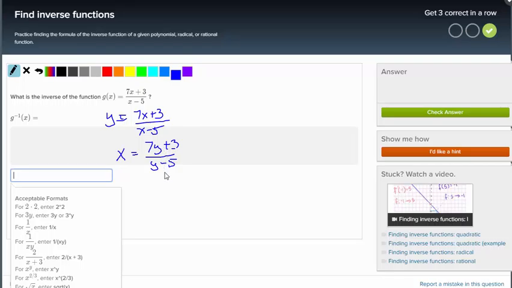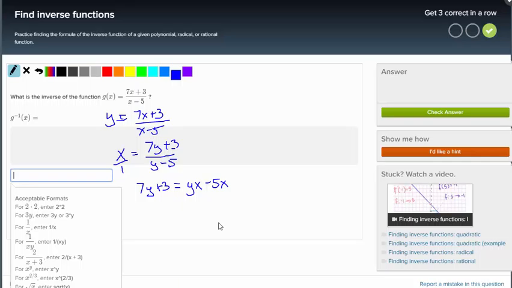Because I have a y on top and y on bottom, what I'm going to do is basically turn this thing into a fraction and then cross multiply. Because remember, the goal is to get y by itself. So when I cross multiply this way, that's pretty easy. 1 times 7y plus 3 is 7y plus 3. That will equal x times y minus 5. So I have to distribute the x through. So I get y times x minus 5 times x.